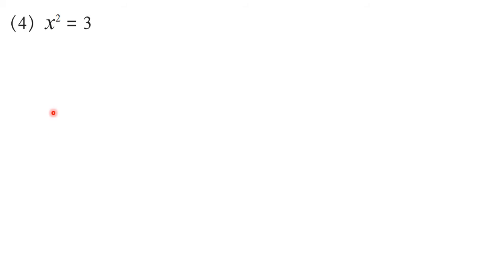Now, up to 3 we have discussed. Now this is the fourth solved example. x square is equal to 3. Let us write down the equation properly. That means all the terms we are going to write on left hand side and then equal to 0 on right hand side. So this equation we can write as x square minus 3 is equal to 0.